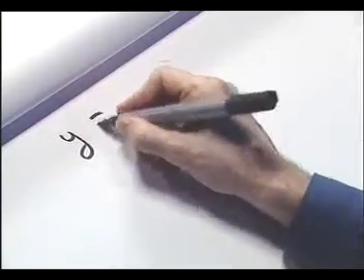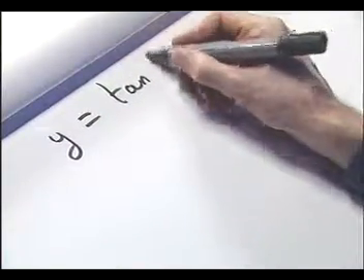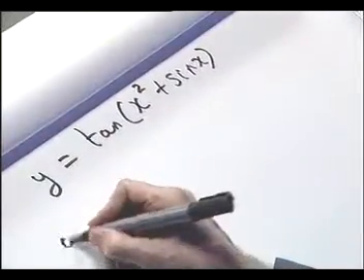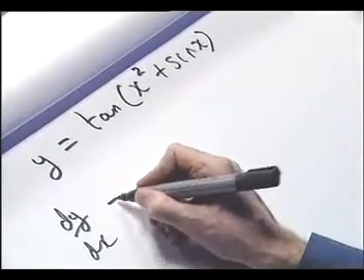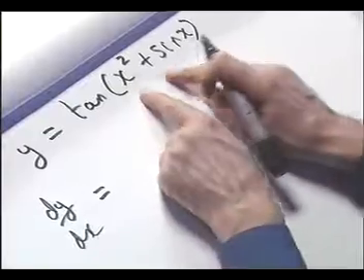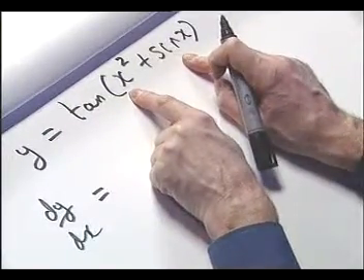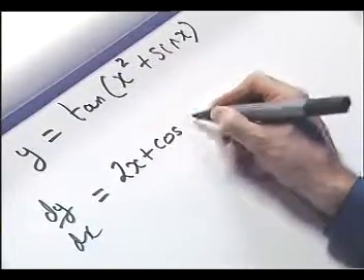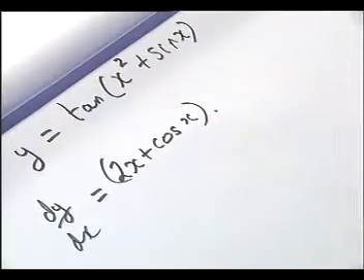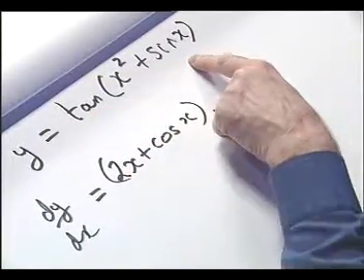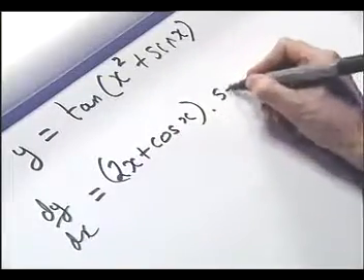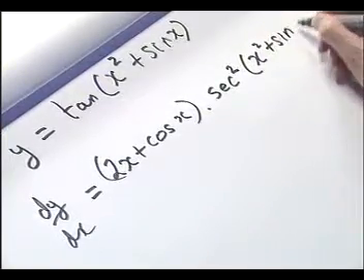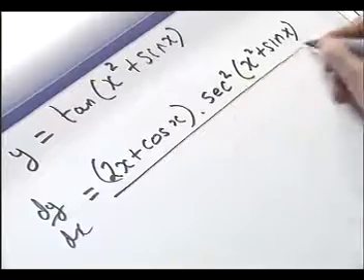We take y equals the tan of x squared plus sine x. dy by dx is equal to, identify the g of x, that's this lump here, the x squared plus sine x, differentiate it, 2x plus cos x. And now the derivative of tan, as though it were tan of u, well, that will be sec squared. But instead of the u, we want u is g of x, which is x squared plus sine x.